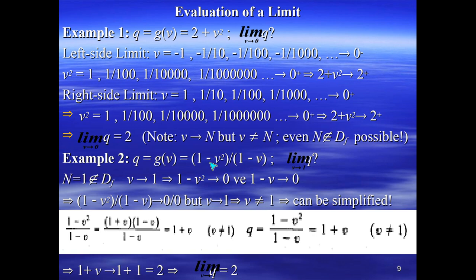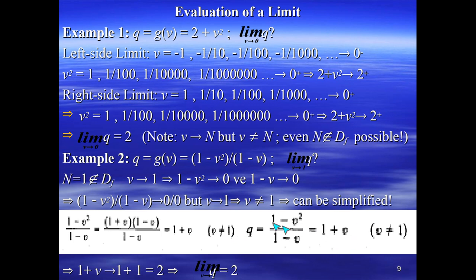Note that 1 minus v square is 1 minus v times 1 plus v, or 1 plus v times 1 minus v. And at the denominator we have 1 minus v. So we have 1 minus v square over 1 minus v, which is equal to 1 plus v times 1 minus v over 1 minus v. As long as v is not equal to 1, we can simplify these 1 minus v's, and we remain with 1 plus v. So besides the very point v equals 1, in all the other points, this function is equal to 1 plus v, for v different from 1.